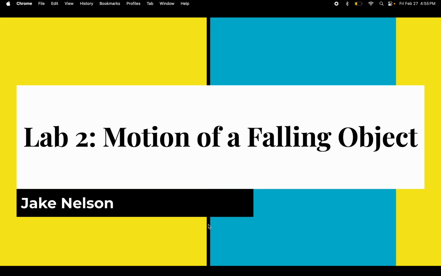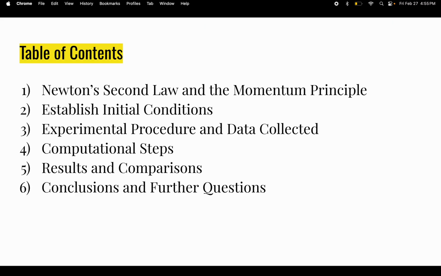Motion of a falling object. My name is Jake Nelson. For our table of contents, we have Newton's second law and the momentum principle.